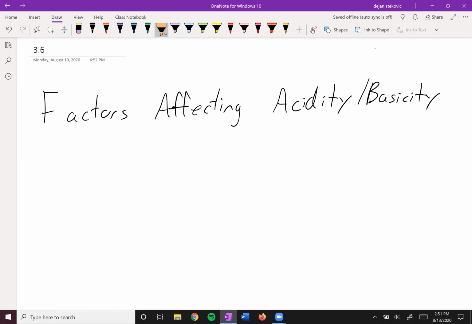All right, next up, we're going to talk about some factors that make something more acidic or more basic. And for the most part, we're going to talk about acidity. But remember, all of it's kind of opposites, right? Something that makes a stronger acid makes it a weaker base. Something that makes it a weaker acid makes it a stronger base, right?